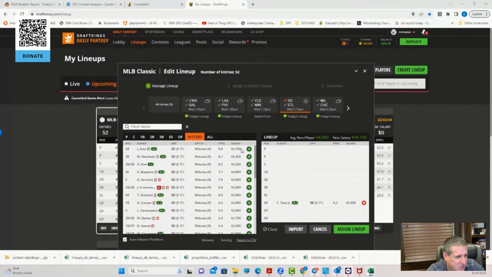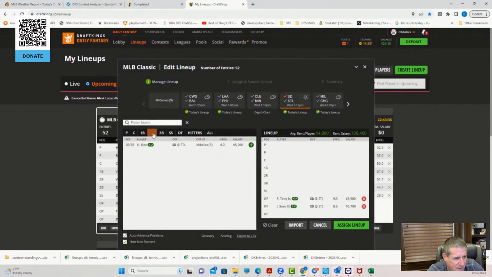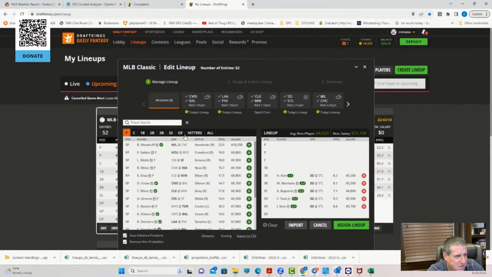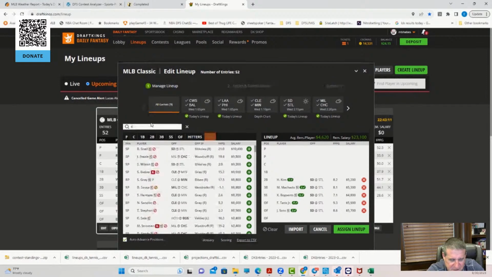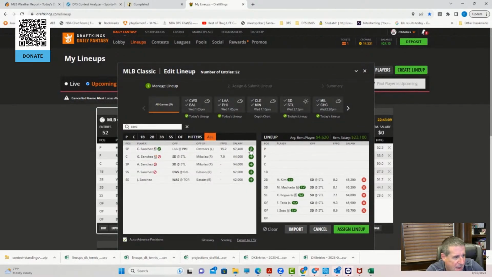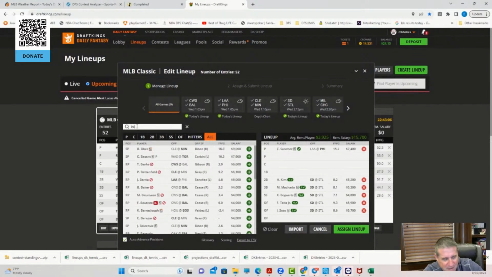So we played Soto, Tatis, Kim. Right, we want to play Kim. 5,200, and then Grisham, either Grisham, Machado, or Bogaerts. I mean, if you played them all, you could probably again go back to those same pitchers. The, what was his name? Sanchez and Bassett. I think you could do this.